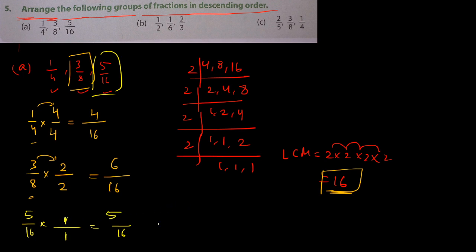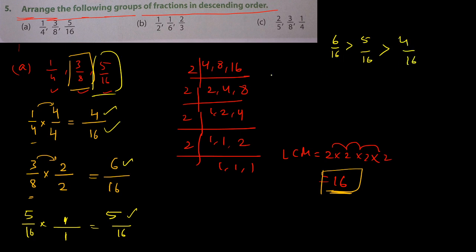Now we have to arrange in which order? Descending order. Descending means greater to smaller. So which is the greatest? 4 is greater, 6 is greater, or 5? So 6 is greatest. So I will write 6 upon 16 first, then 5 upon 16, and then 4 upon 16.